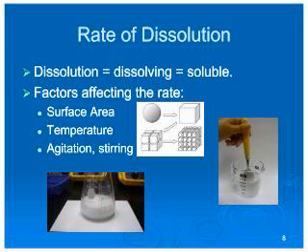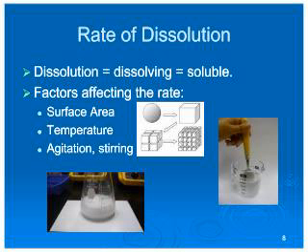Rate of dissolution. So how can we get things to dissolve faster? Dissolution is dissolving, which means you're soluble. You could increase the surface area. Here we have a square broken up into more squares and more squares. The larger the surface area, the more readily it will dissolve, like superfine sugar dissolves really well in water. If you increase the temperature, it tends to help things dissolve at a faster rate. If you agitate or stir things, it also helps to have things dissolve at a quicker rate.